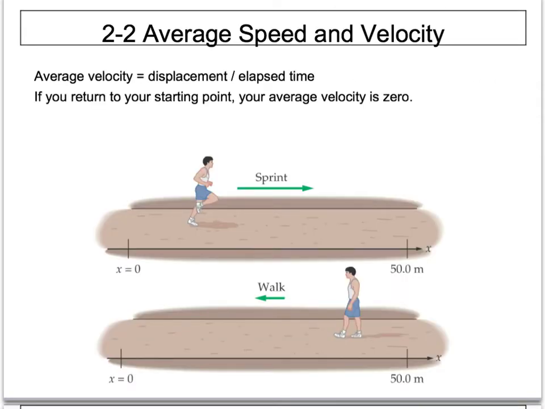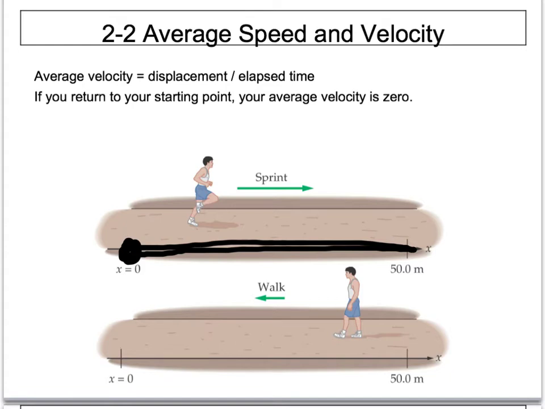Average velocity is displacement divided by elapsed time. So whatever our total displacement is, not just distance, but displacement, how far you are in one direction from a starting place, divided by how long it took. And if you come back to your starting point, so if the runner goes all the way here and all the way back, his displacement's 0, and therefore his velocity is 0.